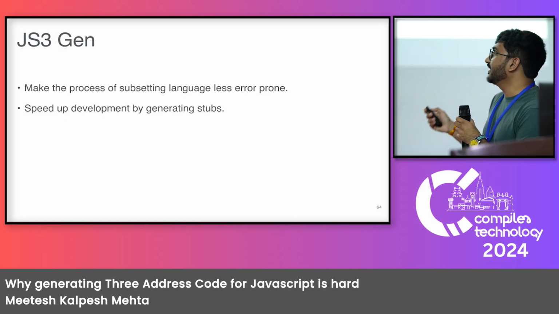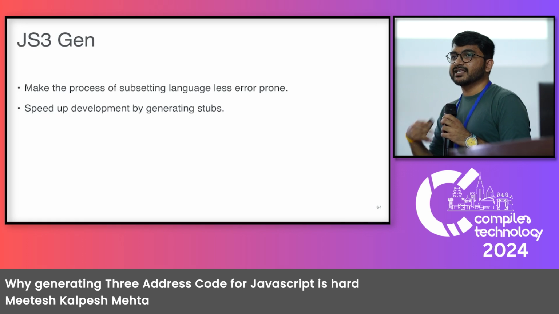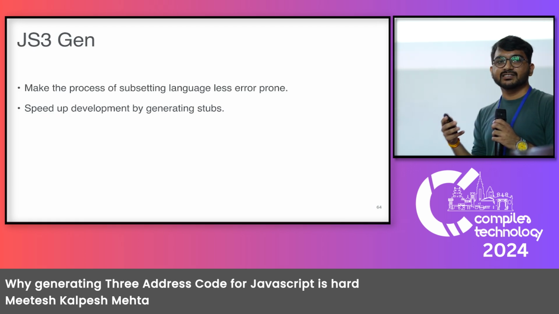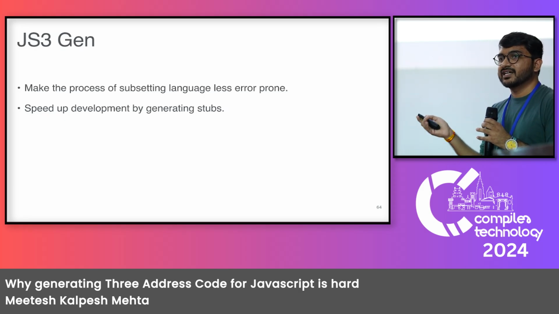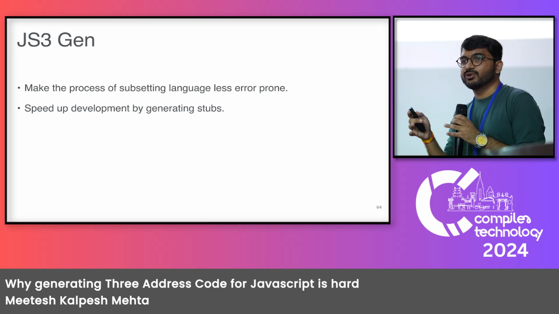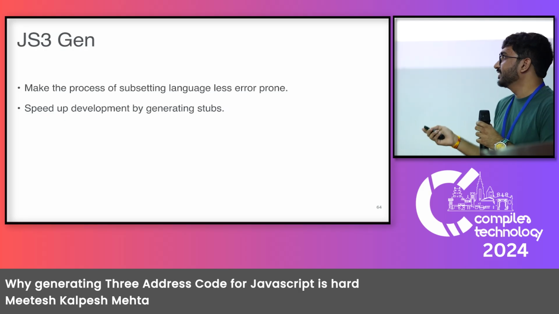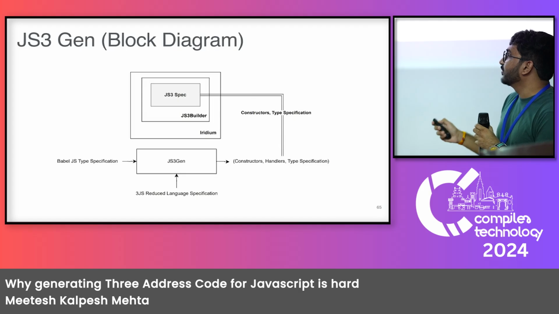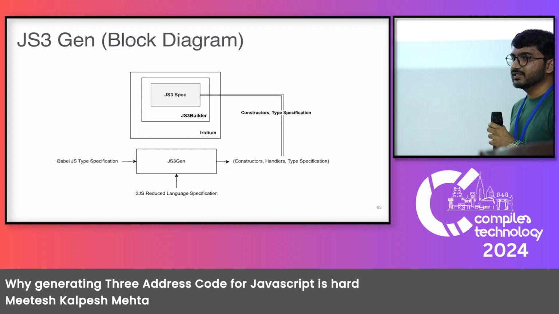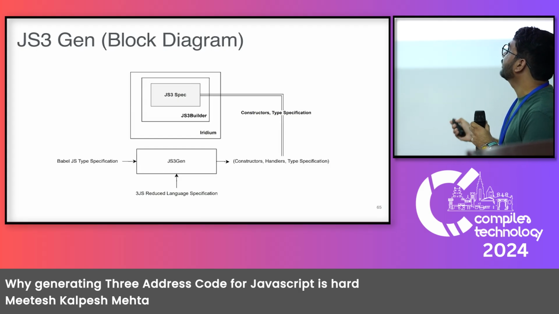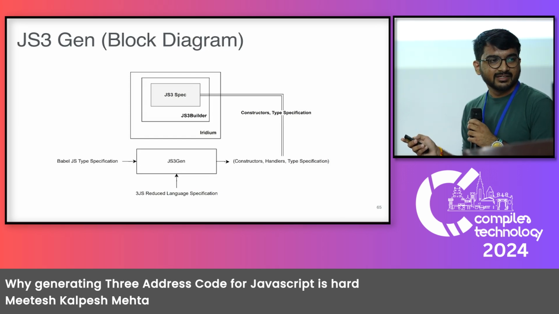create a stub generator called JS3gen. What this does is take as input a language specification, which in this case is the JavaScript specification. And then we have a restriction file that's described in a JSON. And it generates code in order to handle all the relevant methods to generate that subset itself. So this was our approach. To do this, we take the type specification of both the original and reduced language subset, and then we generate the relevant subsetted type specification and the constructors.